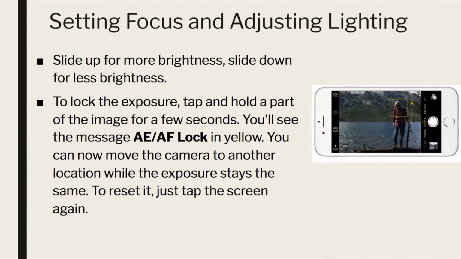To lock exposure, you would tap and hold the part of an image for a few seconds, and that will enable the AE or AF lock, which will be yellow. And you can move the camera to another location while the exposure would remain the same. And to reset it, you would just press anywhere onto the screen again.